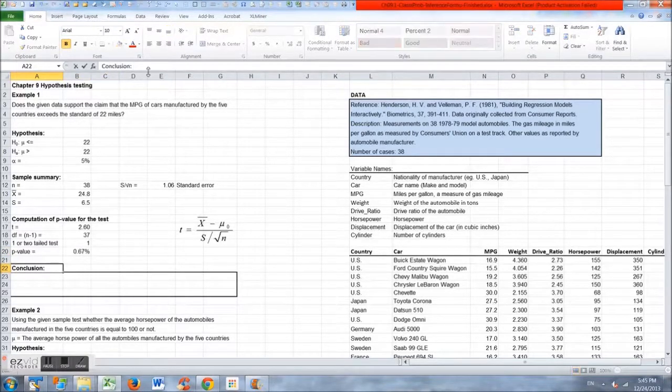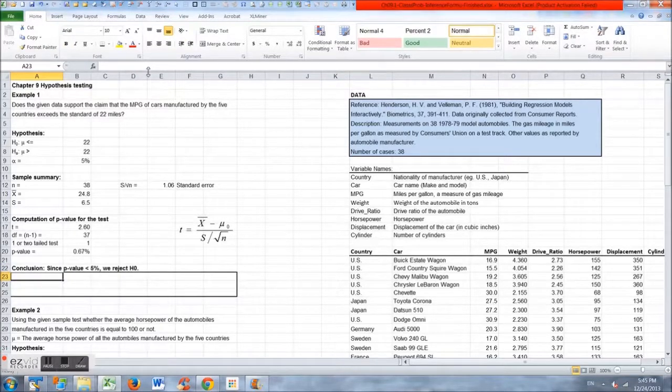Now based on that, we can make a conclusion. Since the p-value is less than alpha, if it is not given, you assume alpha to be 5%. That's the default value. So the p-value is less than 5%, and therefore we reject the null hypothesis. Okay, what does that mean?